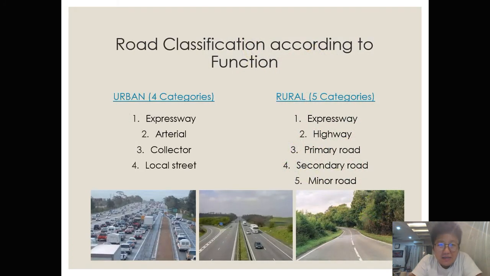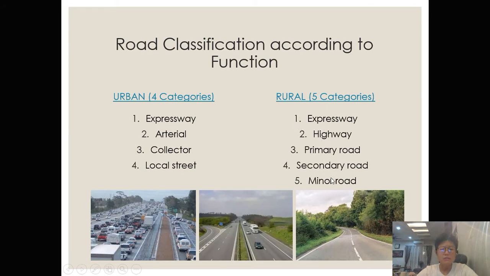Okay. And now we go into a little more detail on the categories of roads. When we talk about road categories, broadly you have the urban group and the rural group. Just have a look at the urban group first. It says there are four categories: expressway, arterial roads, collector roads or streets, and local streets. If you look at the rural group, there are five: expressway, highway, primary road, secondary road, minor road.